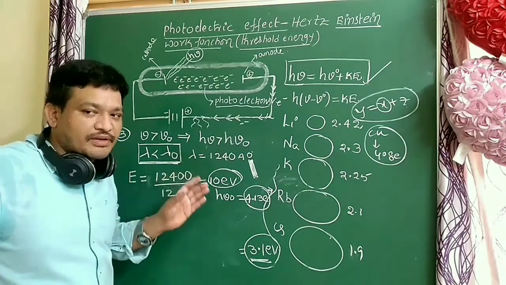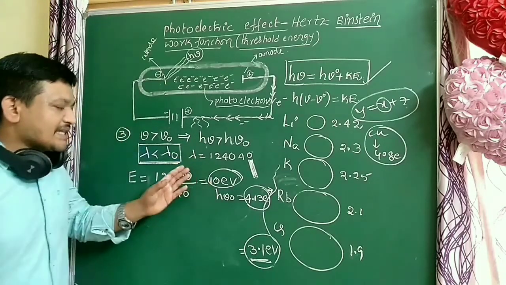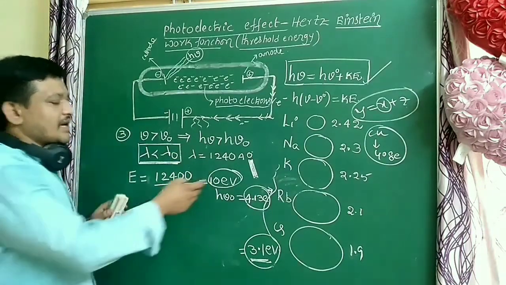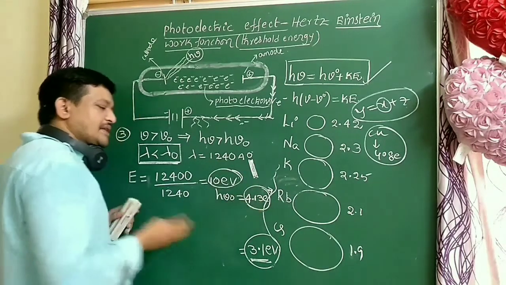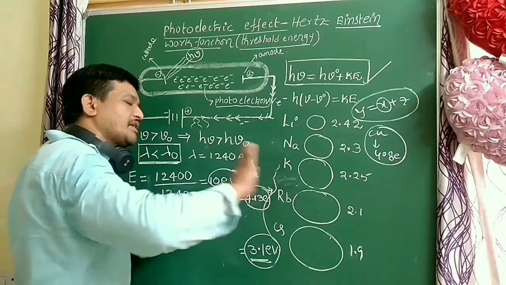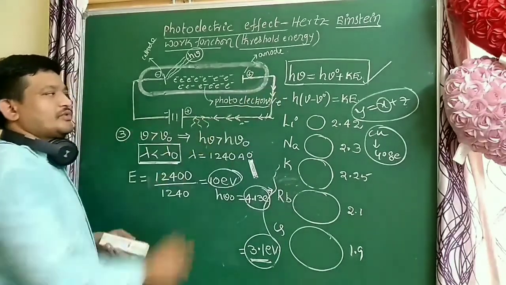That is very, very important, students. So here extra energy is there. This light passes on this metal, so electrons are released. Those electrons flow from the cathode to anode. At that time, current is produced.